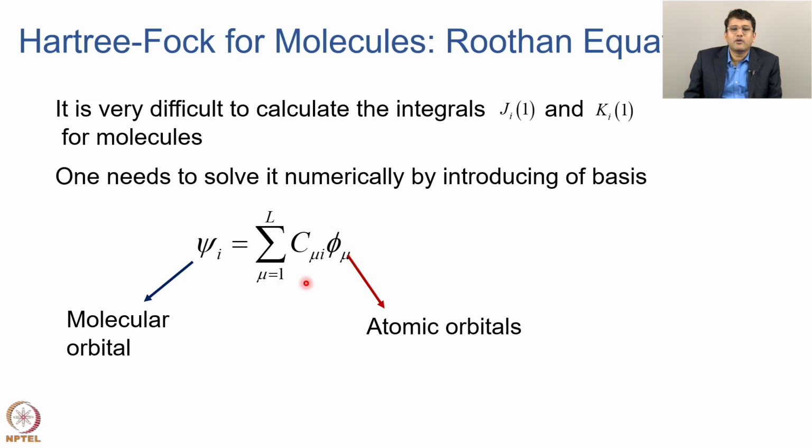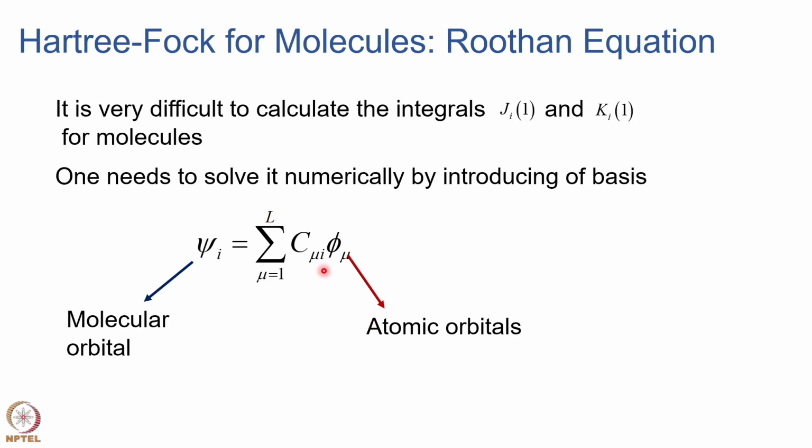Now, depending upon the nature of the phi mu and how many of them I have considered, that will determine my accuracy. If I take an infinite number of them, that will lead to a complete set. In that case, my numerical solution is exact, but for all practical applications, I need to truncate it, and that leads to a basis set approximation. We will discuss more about the structure and the nomenclature of the basis sets in the subsequent lectures.